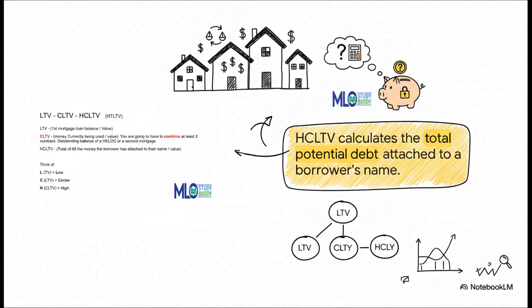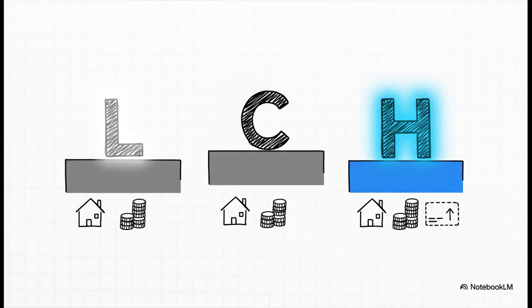So why on earth do lenders do this? Well, from their perspective, you could go out and draw that full amount tomorrow. HCLTV is their way of calculating the worst-case scenario. It represents the absolute maximum potential debts that could be tied to your property. And this brings our little mnemonic full circle. H is for high. HCLTV will always give you the highest ratio of the three because it's looking at that maximum potential debt. So just remember, L for low, C for center, and H for high.